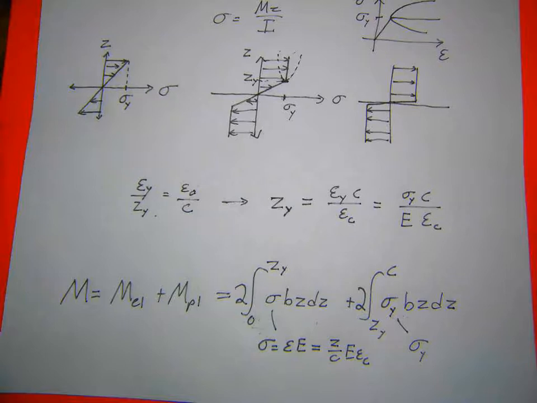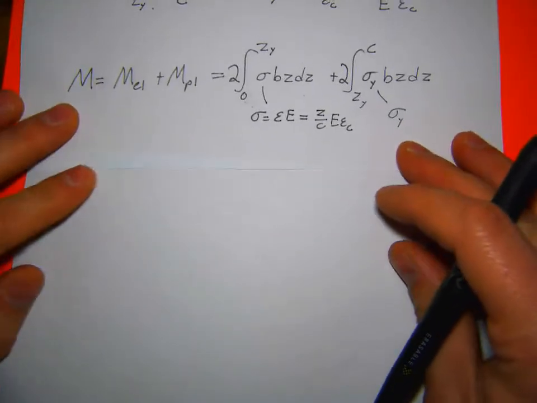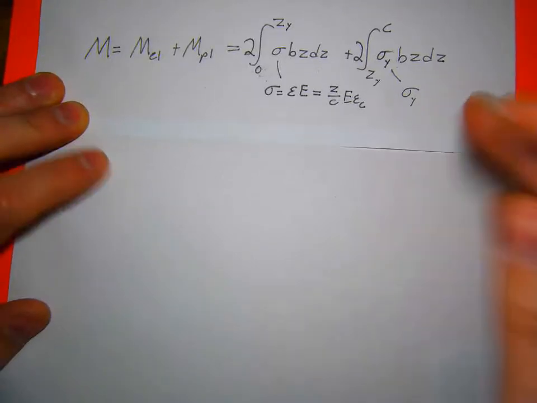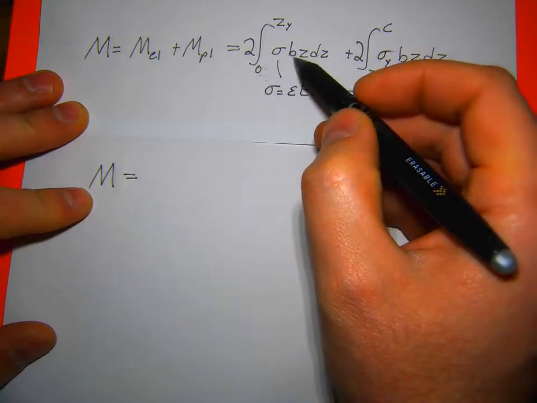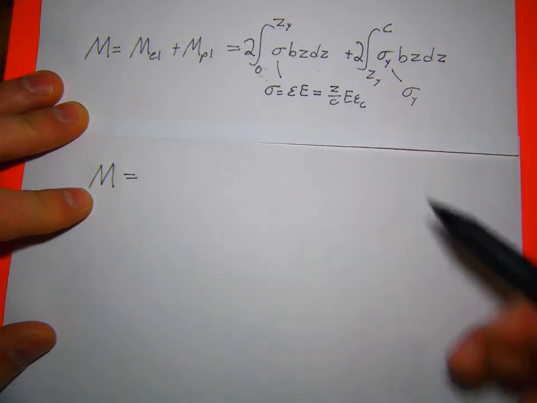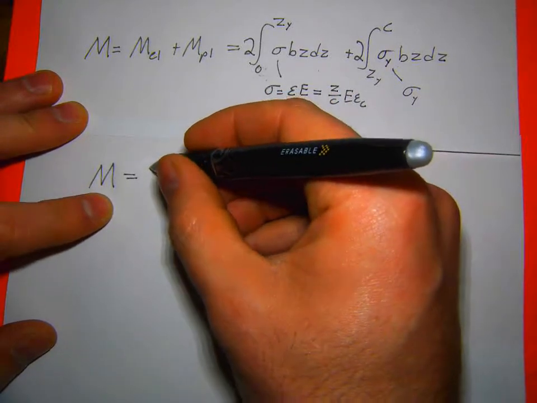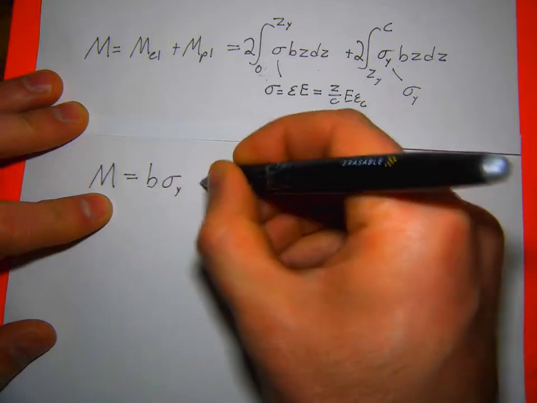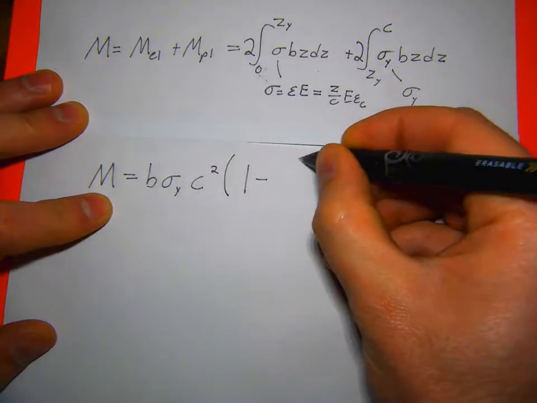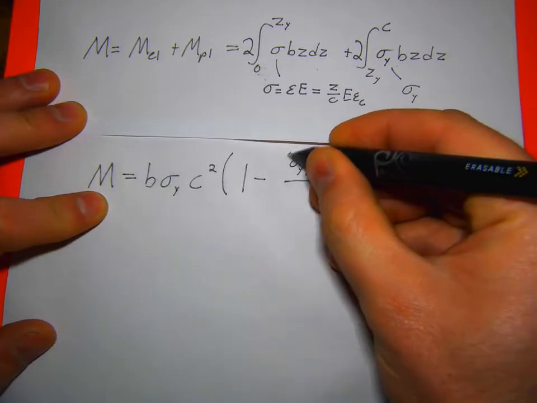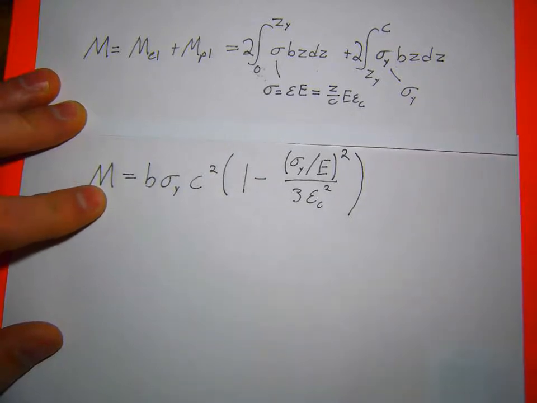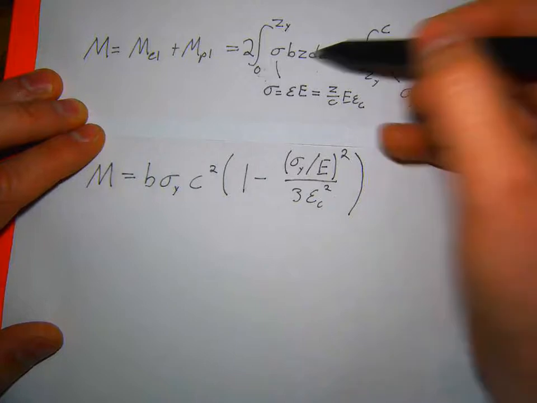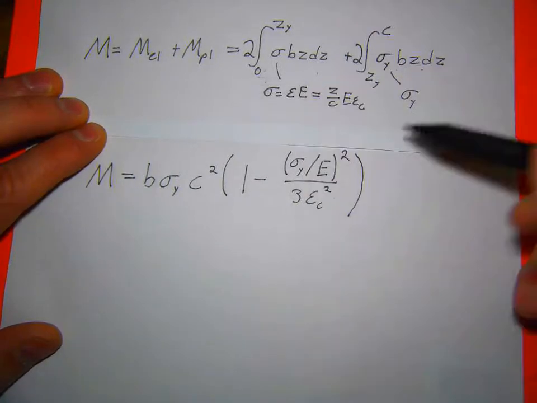I'm going to skip a whole bunch of algebra and just show you what the final end result is. But this I could eventually figure out. I have B's, I have sigma yields, I have C squareds, and I can move all this around and say this is B sigma yield C squared, 1 minus sigma yield over epsilon over E squared over 3 epsilon C squared. So if I were to take these integrals, this is just an integral of z, or z squared and z now, I could take those, manipulate them, plug back in the value that I had for zy, which I'm taking an integral between, and eventually I would end up with something like this.